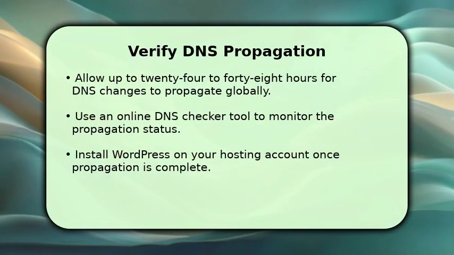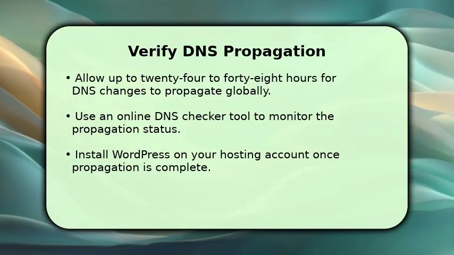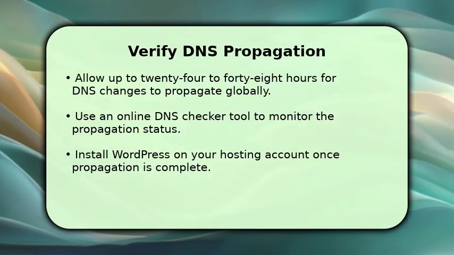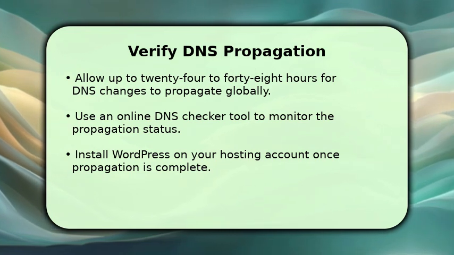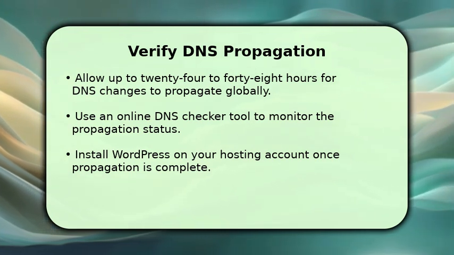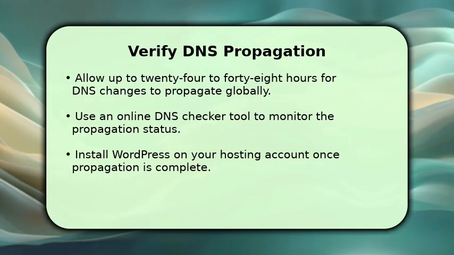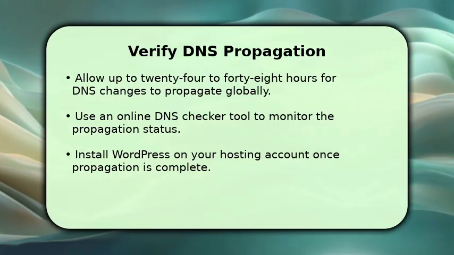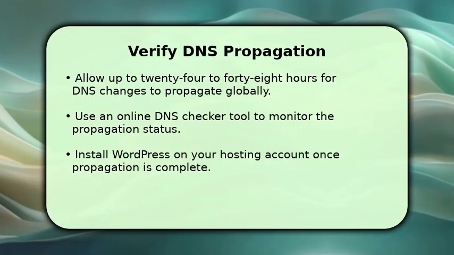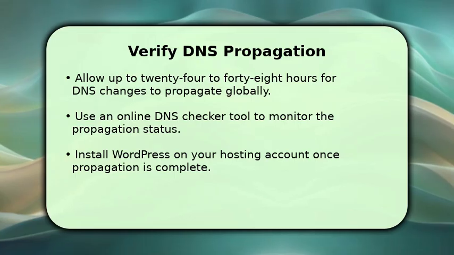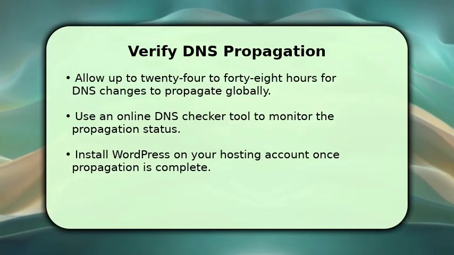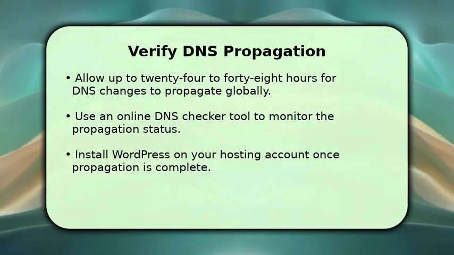After updating the name servers, it's important to understand that these changes aren't instant. DNS propagation can take anywhere from 24 to 48 hours to update across the internet. You can use free online tools to check the propagation status. Once your domain is pointing correctly to your WordPress host, you can proceed with installing WordPress through your hosting control panel, often with a one-click installer.